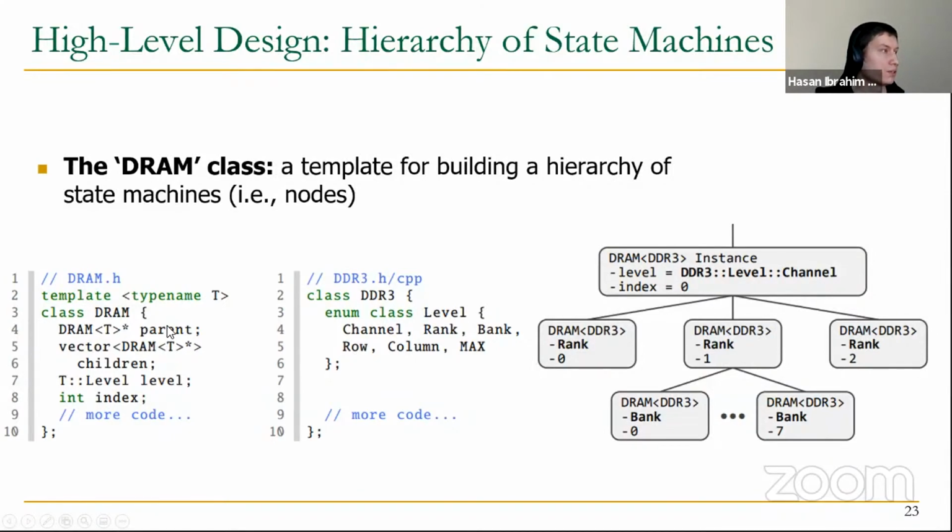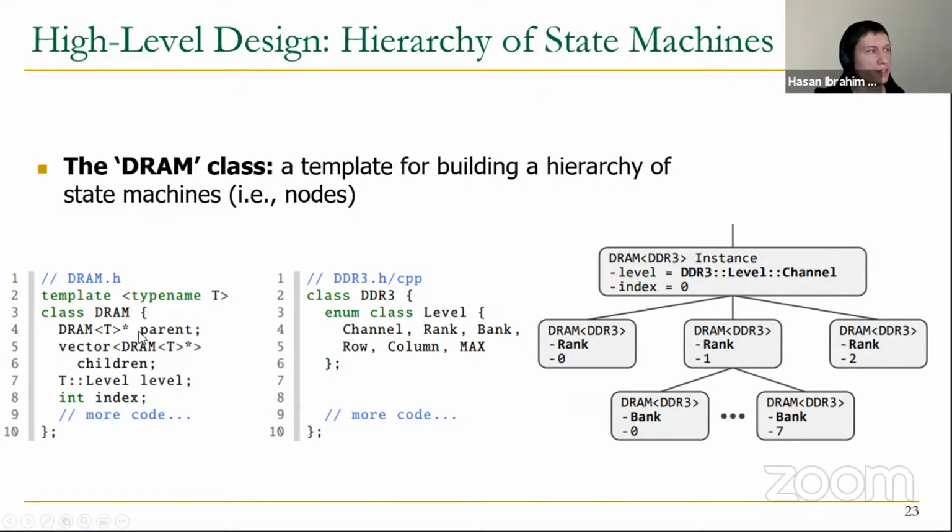So here's the template, right? Every instance of a level in this hierarchy, let's take an instance of a channel as an example, has several parents, or a vector of parents. For the channel instance, that's nothing, because it is the highest level of the hierarchy. But if the rank is the instance implemented using this DRAM class, it will have one parent.